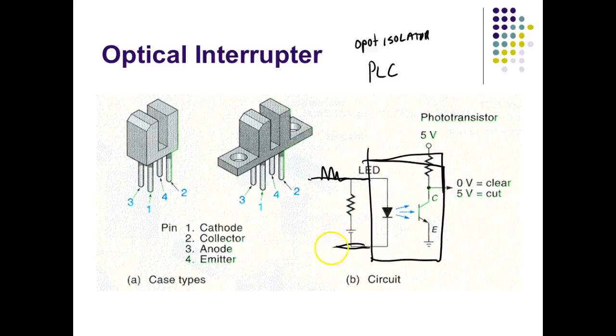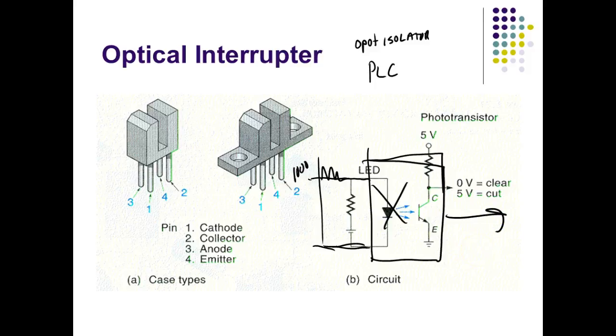And sometimes they'll put a Zener in parallel so we don't exceed the rating of the diode. And then what happens is I can come up here, and this is all inside the PLC. Then we run through an optical isolator. Well, what happens if I screw up and I put 10,000 volts right there? It's going to blow the optical isolator, but it's not going to blow my PLC.